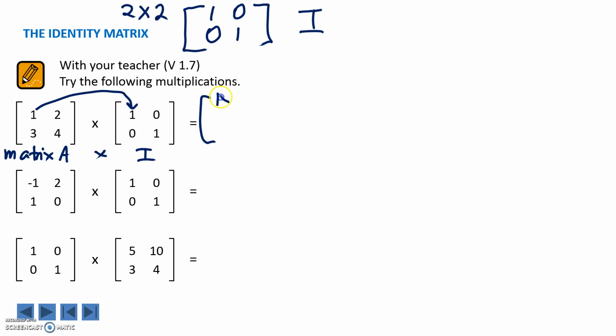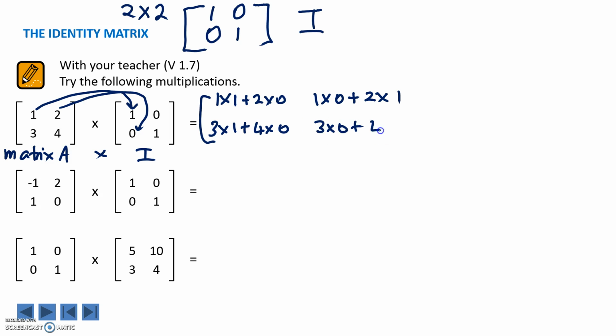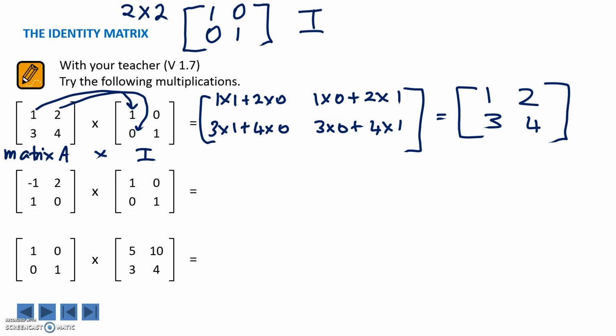So it would be 1 times 1 plus 2 times 0. And then we'll do that same row down the second column, so it would be 1 times 0 plus 2 times 1. And then we'll go on to our second row, multiplied by the first column, and then our second row multiplied by our second column. If we were to solve this, 1 plus 0 is 1, 0 plus 2 is 2, and 3 times 0 is 3, and 0 times 4 is 4. There's our answer for that.